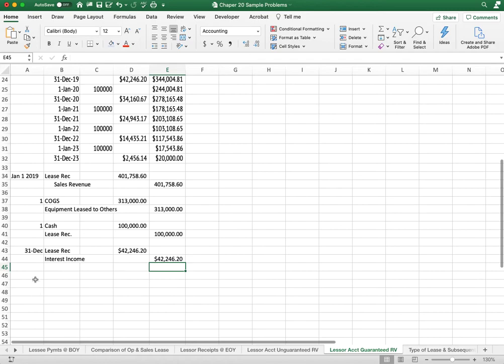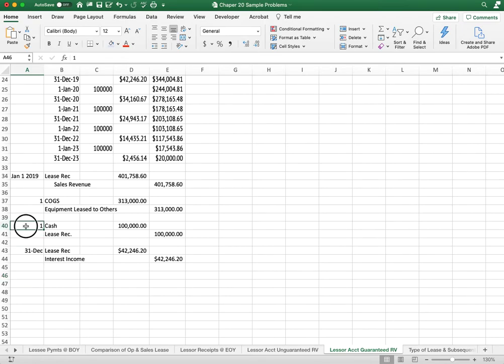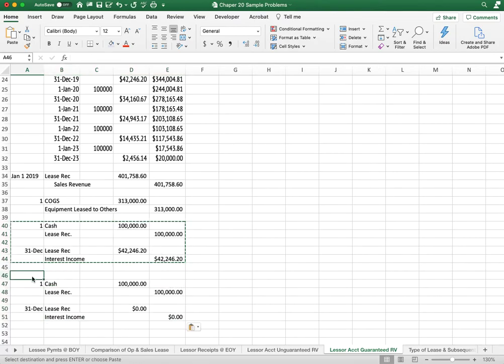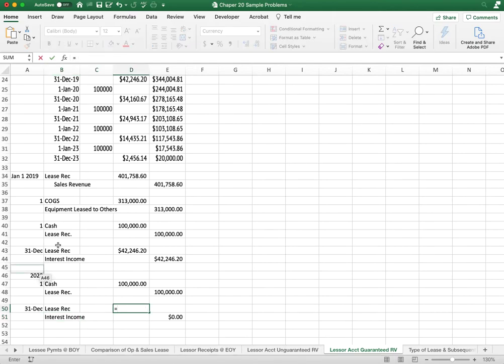And that concludes 2019. So then in 2020, on January 1, we're going to have the same cash receipt and lease receivable for $100,000. And I'm just going to copy down the lease receivable and the interest income as well. We'll just do a new cell reference because the journals stay the same. We just need to reference the $34,000 this time. And that's it.